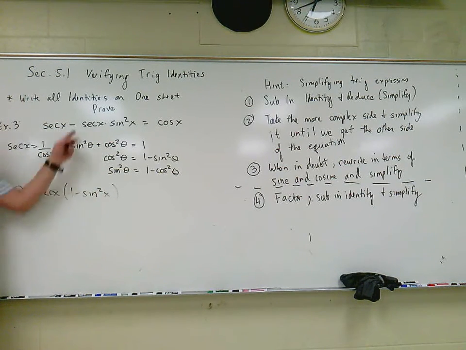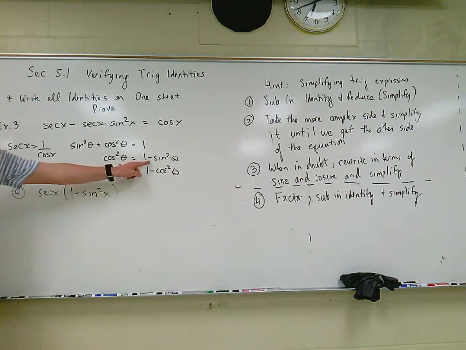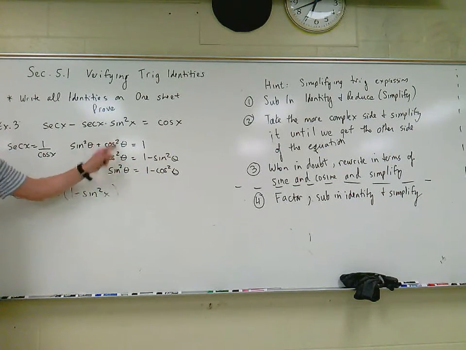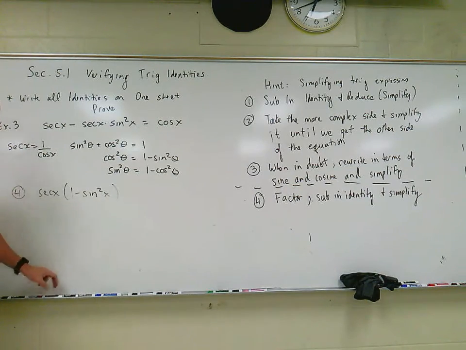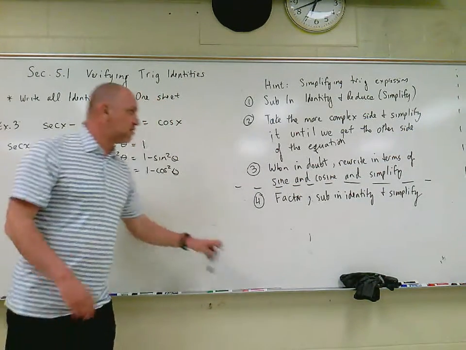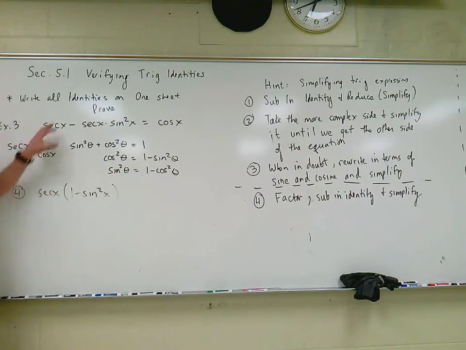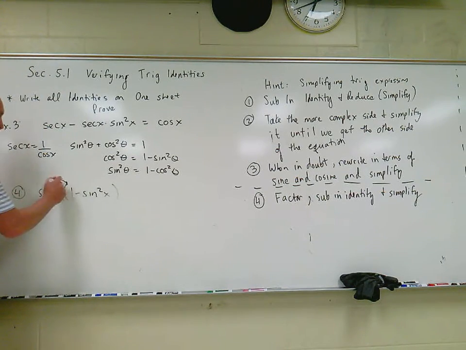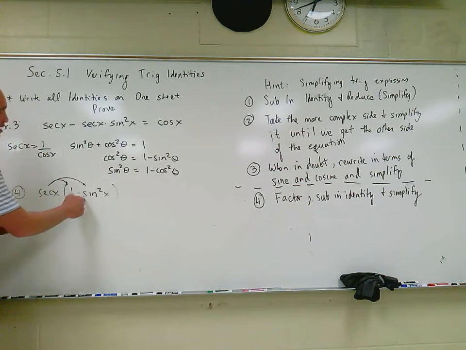See, now by writing your Pythagorean identity 3 different ways, you know what 1 minus sine squared is. 1 minus sine squared is what? Yeah, so when I factor, I'm factoring so that I can sub in an identity. By taking the secant out, does everybody see why I have 1 minus sine squared? You're saying, well, where's the 1 come from? Because if I distribute again, I get secant minus secant times sine squared.